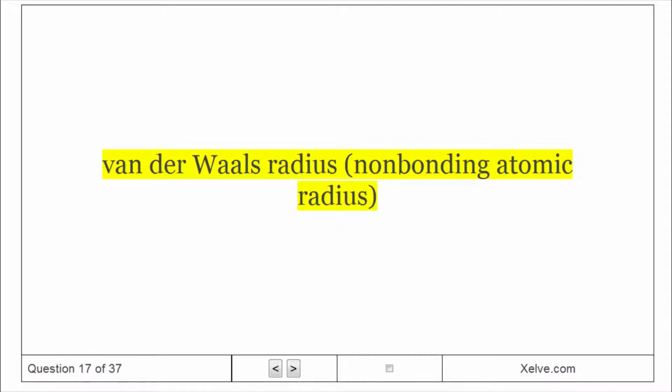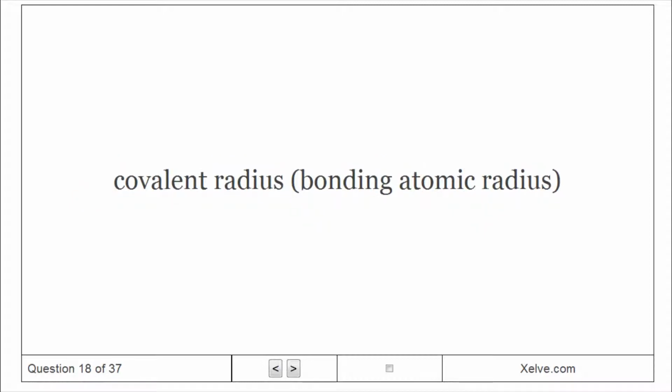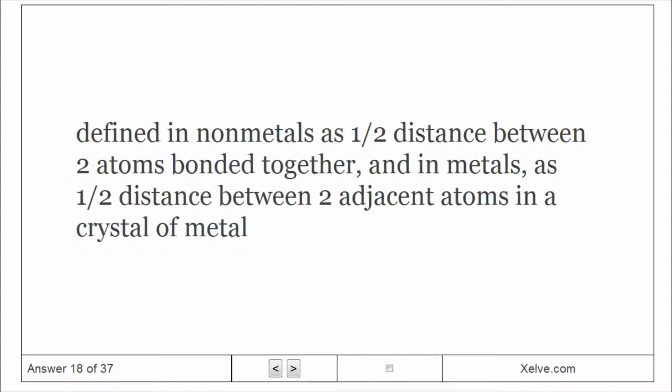Van der Waals radius. Defined as 1/2 the distance between centers of adjacent, non-bonding atoms in a crystal. Covalent radius. Defined in nonmetals as 1/2 the distance between two atoms bonded together, and in metals as 1/2 the distance between two adjacent atoms in a crystal of metal.